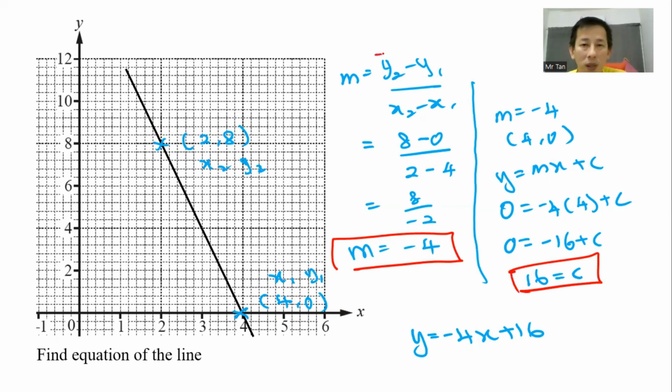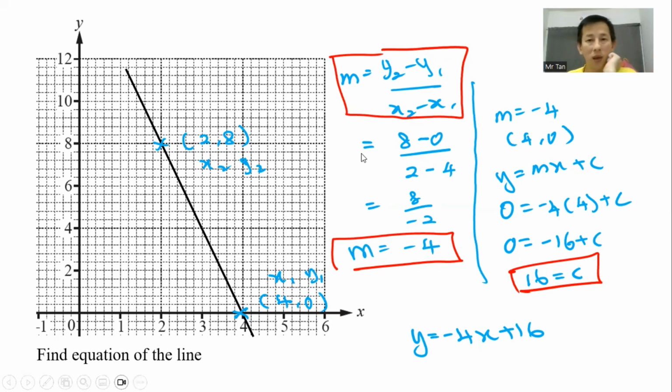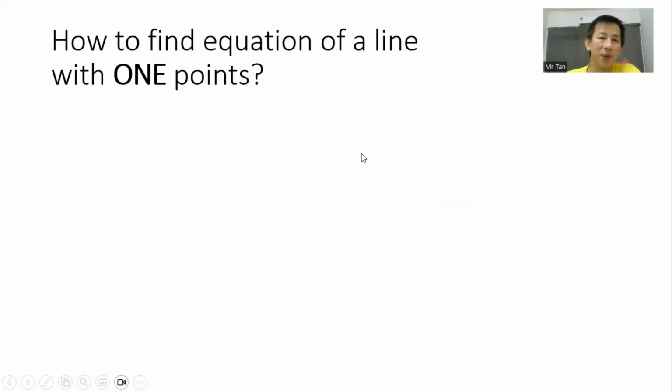If you have 2 points, then we use this equation to find the gradient. What if the question gives you 1 point? Can you find the gradient or the line? Basically, if you only have 1 point, you cannot find the equation of the line unless the question gives you additional information. So you need to seek additional information.